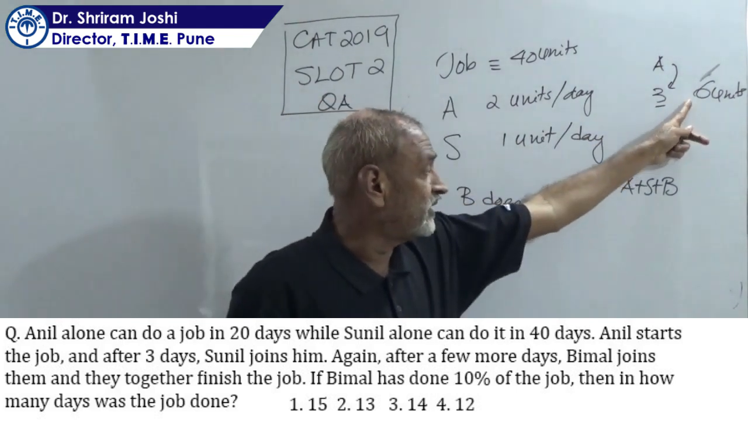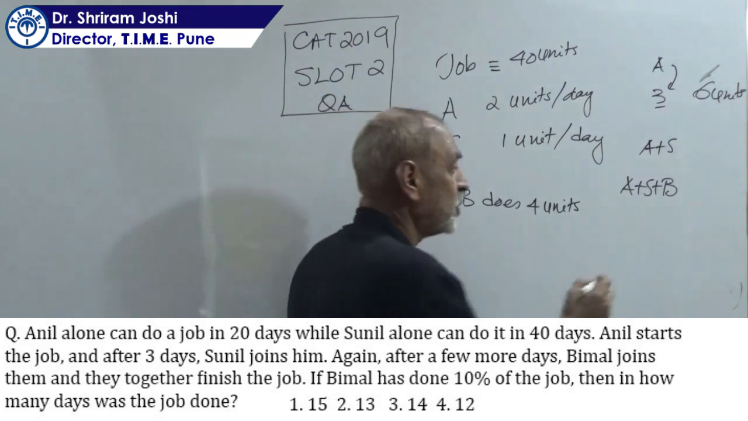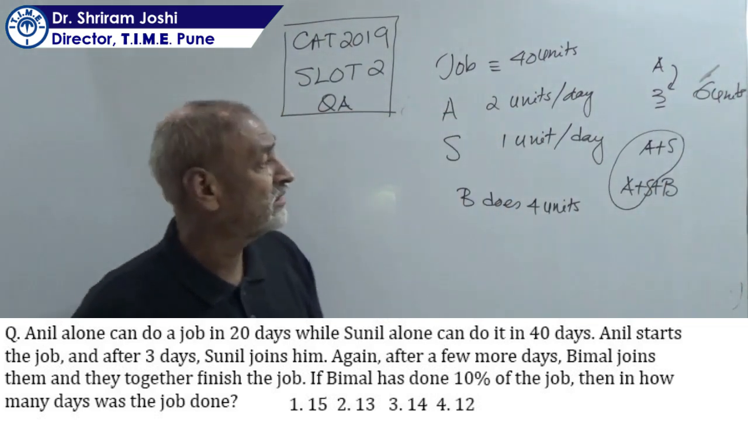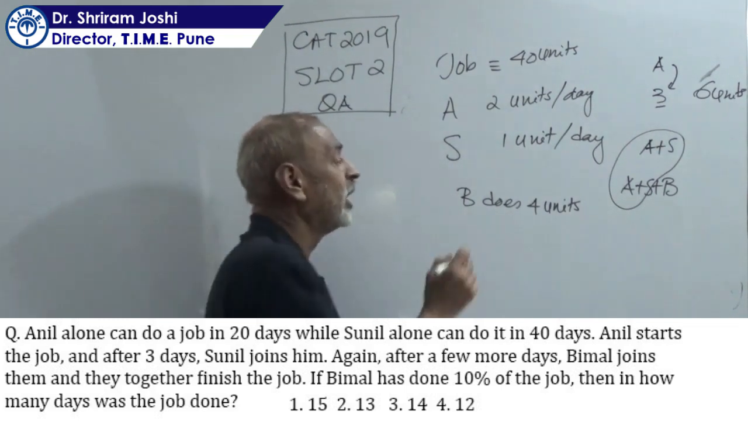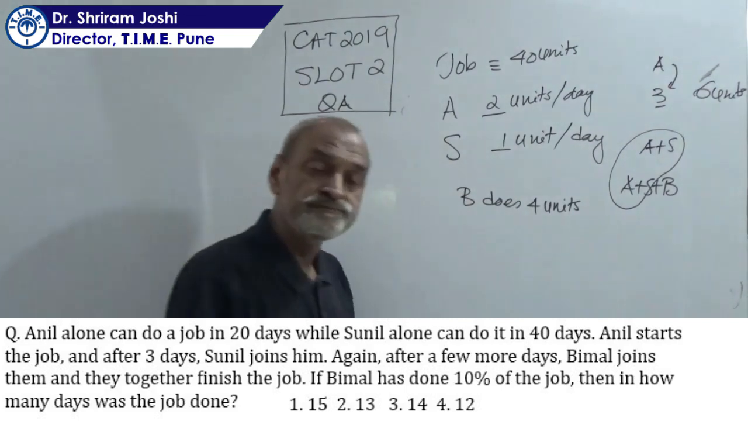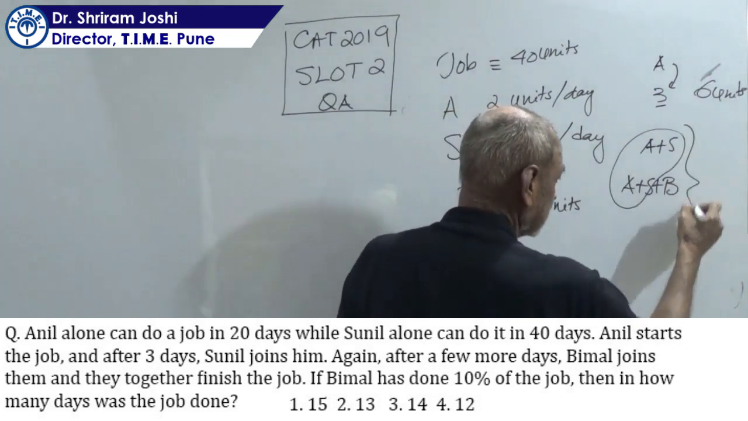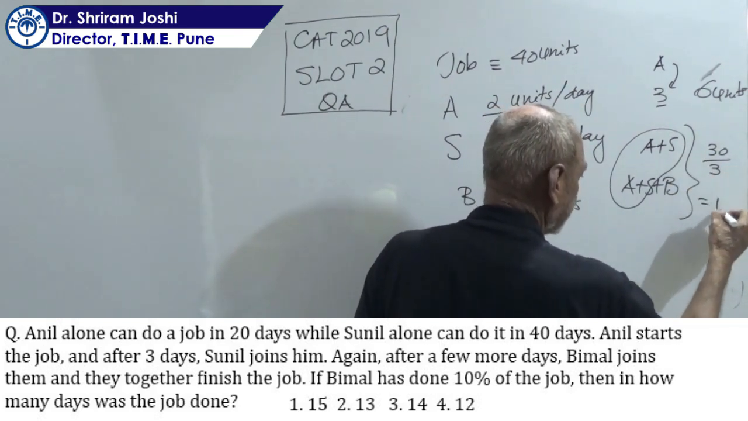Six units done by Anil alone in those 3 days. Bimal has done 4 units. And so, these people together must have done 40 minus 10, 30 units. How many do they do per day? 2 plus 1, 3. So they must have worked together 30 divided by 3, or 10 days.